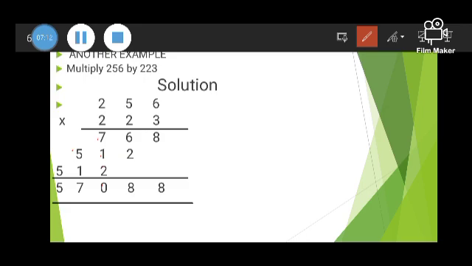1 plus 5 is 6. 6 plus 1 is 7. Bring down this 5. So this gives 57,088.